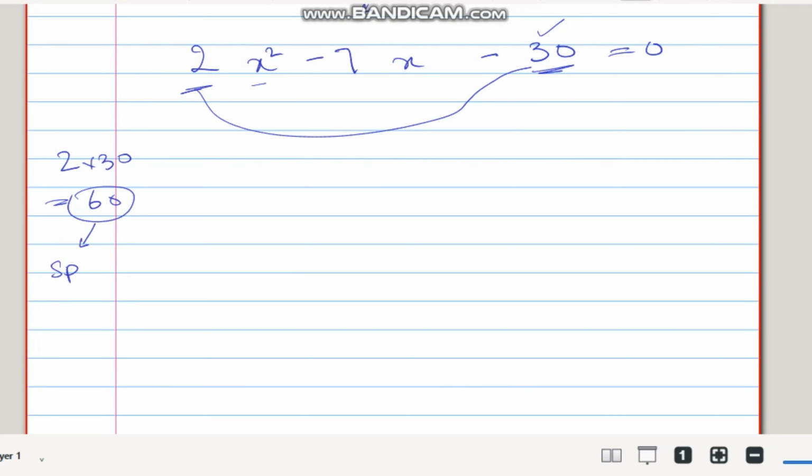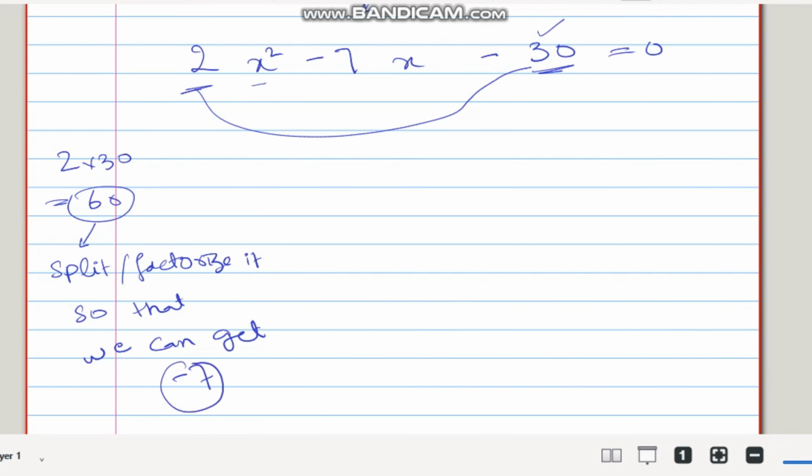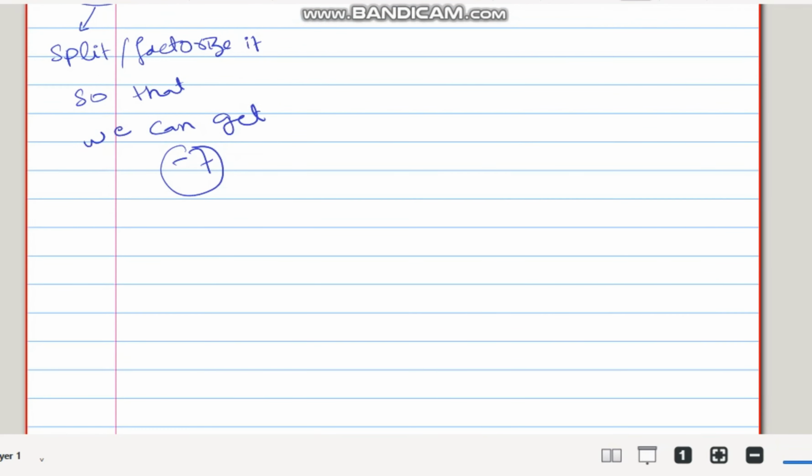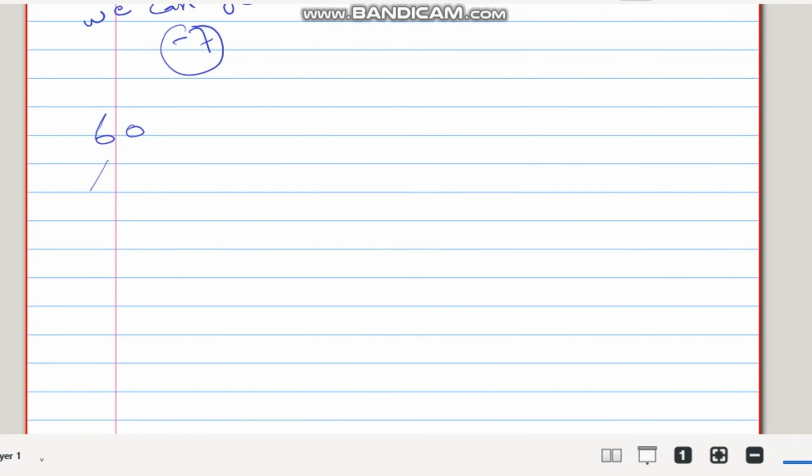Okay, let me write here: split the 60 or factorize 60, so that we can get -7. Okay, and why can we get -7? Because the -7 is here. This is very important. So I have to choose those factors which will give us -7. So let me split the 60. Okay, and how can I split the 60? I will make pairs for 60.